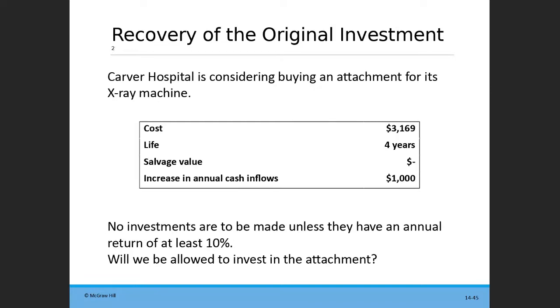So let's look at one more example of doing this. We have a little hospital and they're going to invest maybe in an x-ray machine, and it's going to cost them $31.69. That x-ray machine will last 4 years. It won't be worth anything when they're done, so no cash flow at the end for the salvage. And we'll get $1,000 more every year for 4 years. Should we do that?